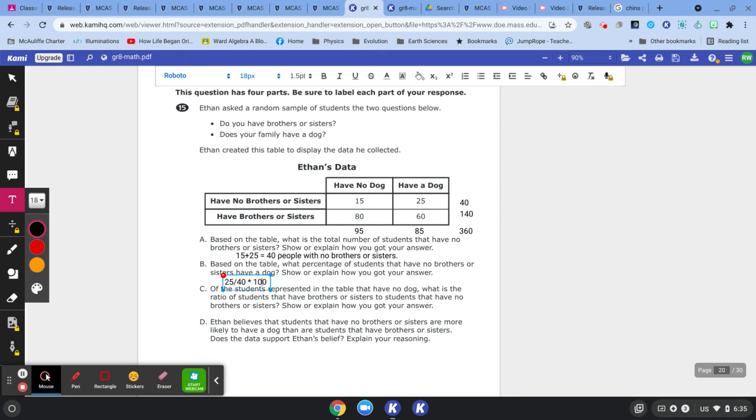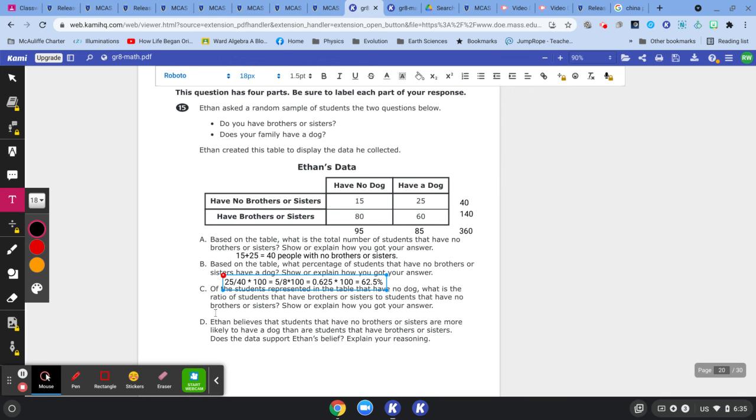So we can simplify 25 over 40. 25 over 40 is 5 over 8. And that's going to be times 100. And 5 over 8 is going to be 0.625. And that's times 100. So that's going to be 62.5%.